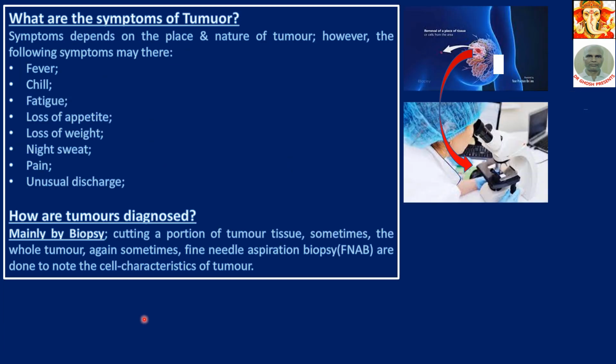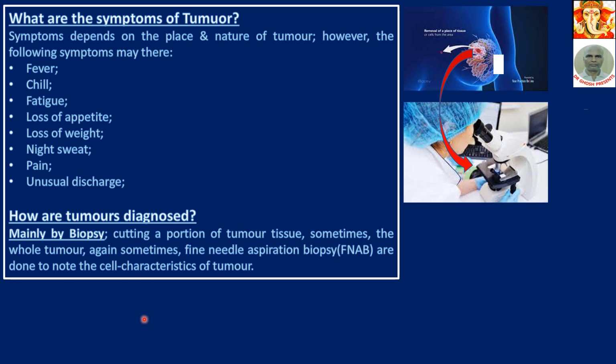What are the symptoms of tumor? Symptoms depend on the place and nature of the tumor. However, the following symptoms may be there: fever, chill, fatigue, loss of appetite, loss of weight, night sweat, pain, unusual discharge. How are tumors diagnosed? Mainly by biopsy. Cutting a portion of tumor tissue, sometimes the whole tumor, again sometimes fine needle aspiration biopsy or cytology are done to note the cell characteristics of tumor.